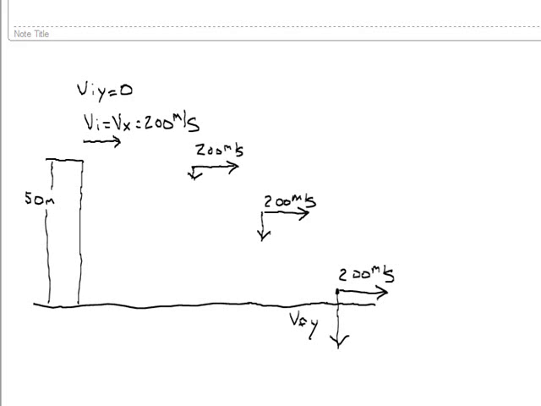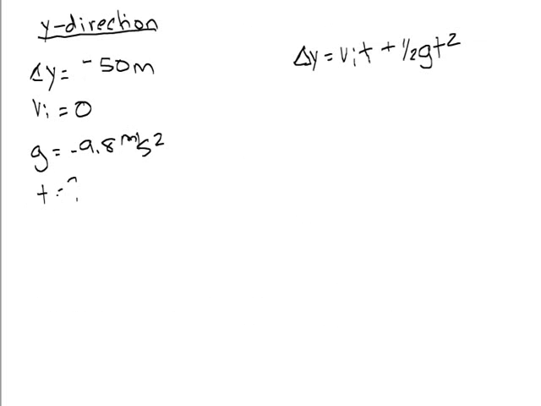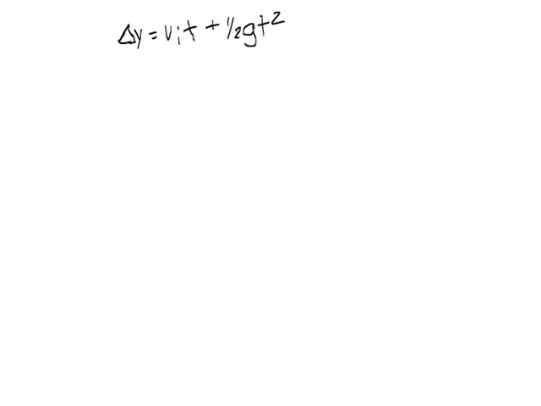As the object falls, it picks up speed in the y direction, but it continues moving forward at 200 meters per second. The first thing we're asked to calculate is the time in air. The height at which this falls determines how long it's in the air.